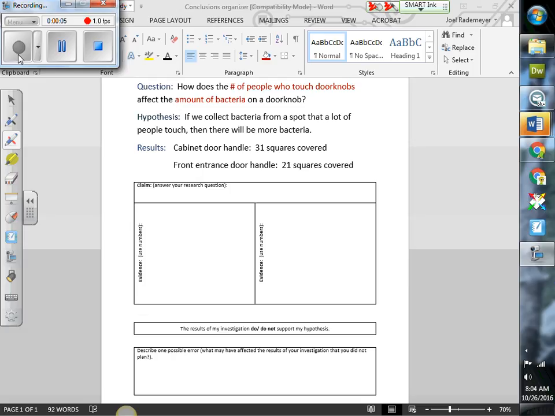Today we're going to take a look at how to write a conclusion for your investigation. And what we're going to do is model it based on an investigation that a couple of my students did a couple of years ago. This is actual data from an investigation that those students did.